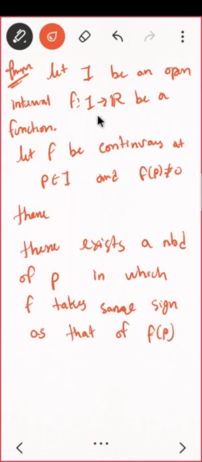So you have an open interval and you are saying f is continuous, so graphically what do you mean by this? F is a continuous function at that point, and you want to see that then there exists a neighborhood of p in which f takes the same sign as that of f of p. So you need to take two conditions. Suppose f of p is positive. So can you do that?